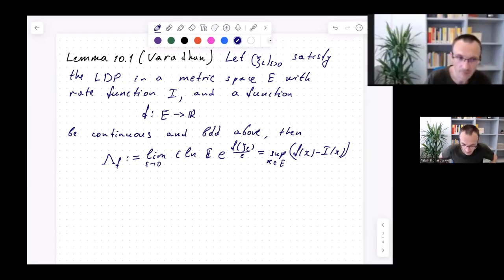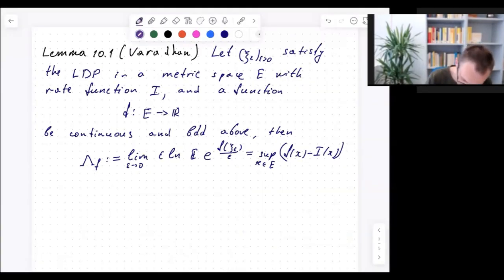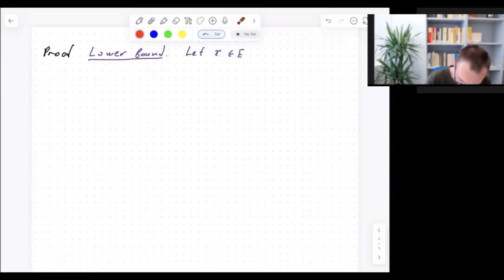And our goal in the first part of this lecture, let me recall that in Varadhan's lemma we consider a family of random variables that satisfies the large deviation principle in a metric space E with rate function I, and there is given also a function f that is continuous and bounded above. Then we have that the limit considered before is indeed the supremum of the function f minus I. And our goal will be to prove this lemma, and we will start from the lower bound.